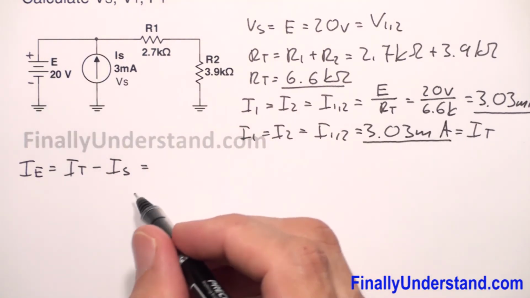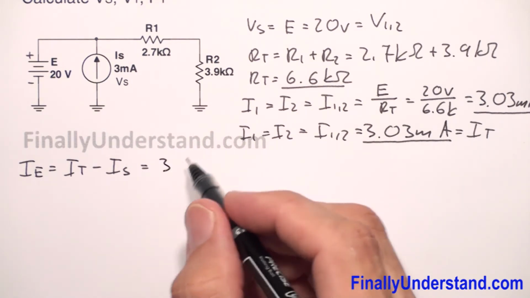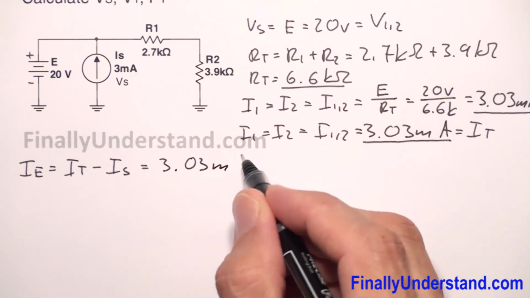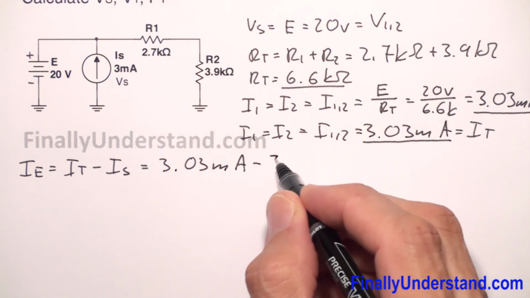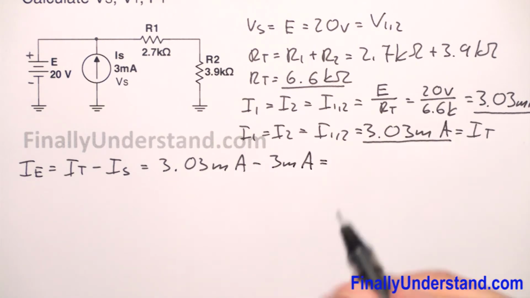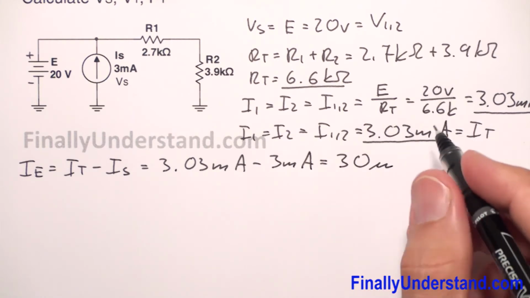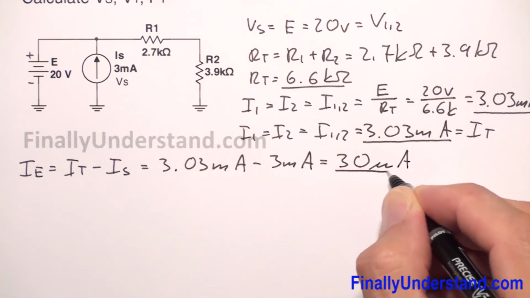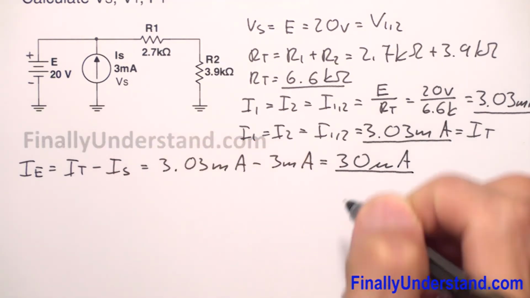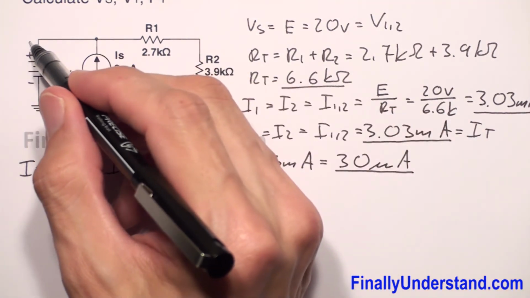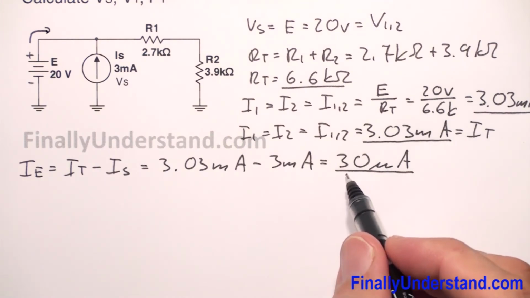So we have I total, which we found, 3.03 milliamps minus 3 milliamps. This is equal 30 microamps. Okay, 30 microamps. So it means that my current IE is going to go in this direction, and is going to have the magnitude of 30 microamps.